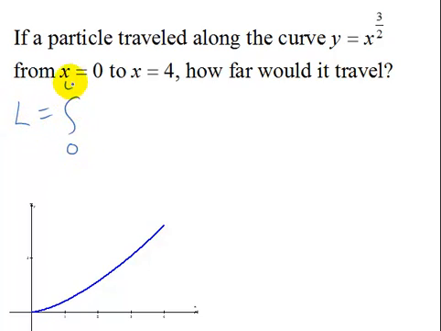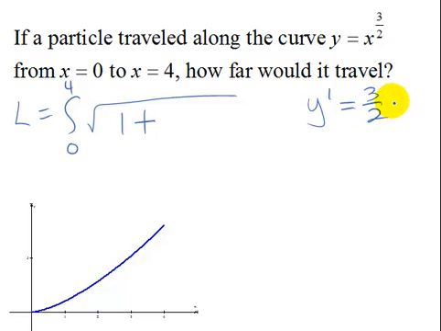between 0 and 4. And that length is going to be the square root of 1 plus, okay, we're going to need the derivative squared. So let's take the derivative, power out in front, decrease the power by 1. So here's the derivative, and this needs to be the derivative squared. So we're going to have 9/4 x, because if we square this, we'll get x, and then dx.